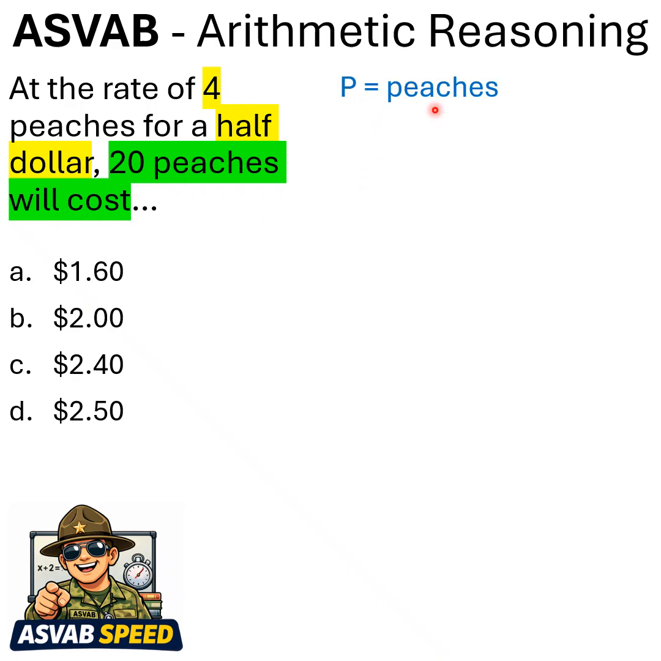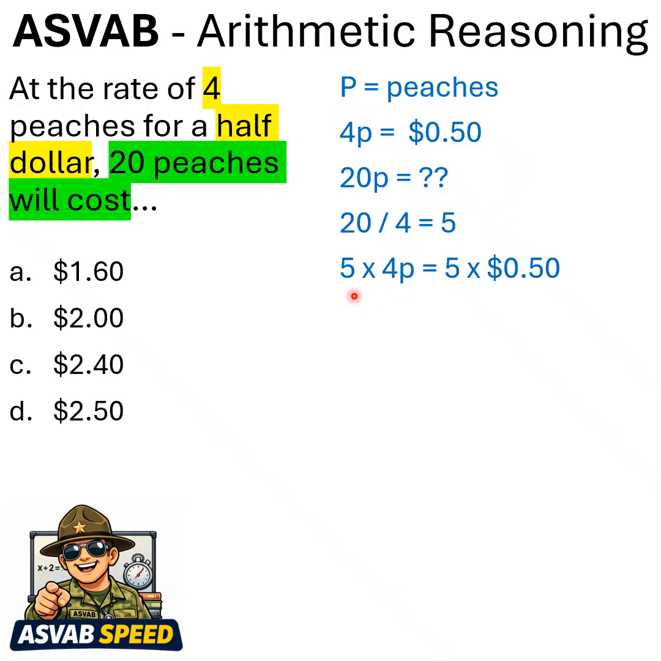Let's do P for peaches. So what do we know? We know that 4 peaches equals 50 cents. What we don't know is what 20 peaches equals. But if you look at these numbers, I like that. Nice easy ratio. 20 divided by 4 equals 5. We're going to take that 5 and multiply it on both sides of the equation. 5 times 4 peaches equals 5 times 50 cents.